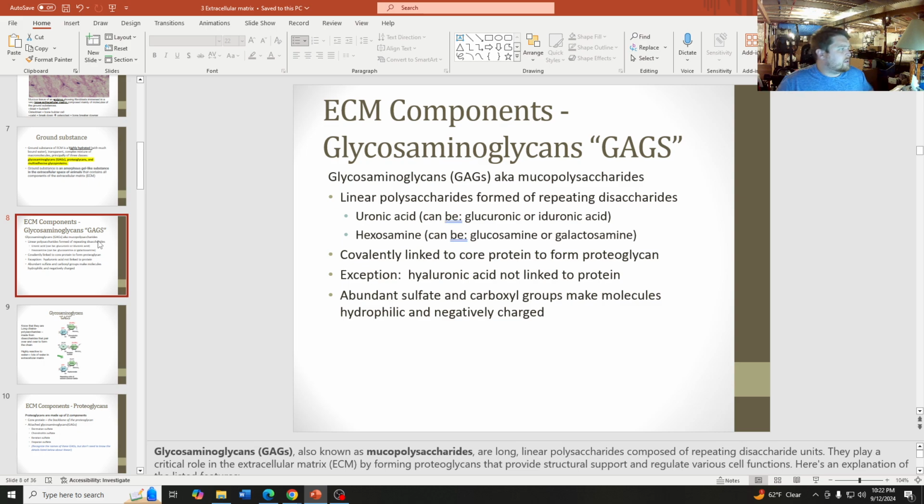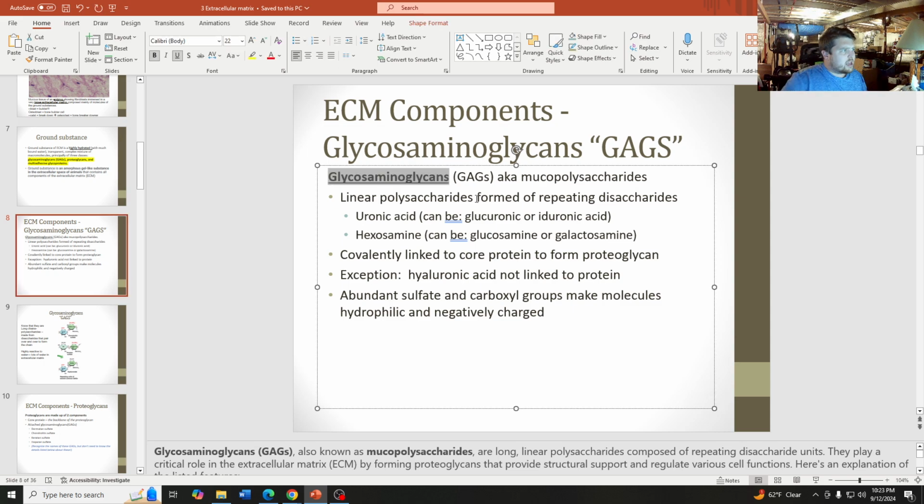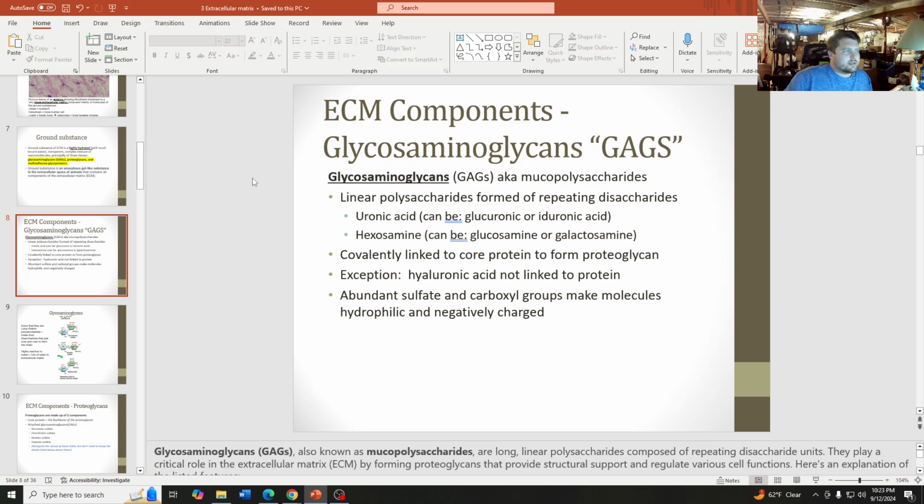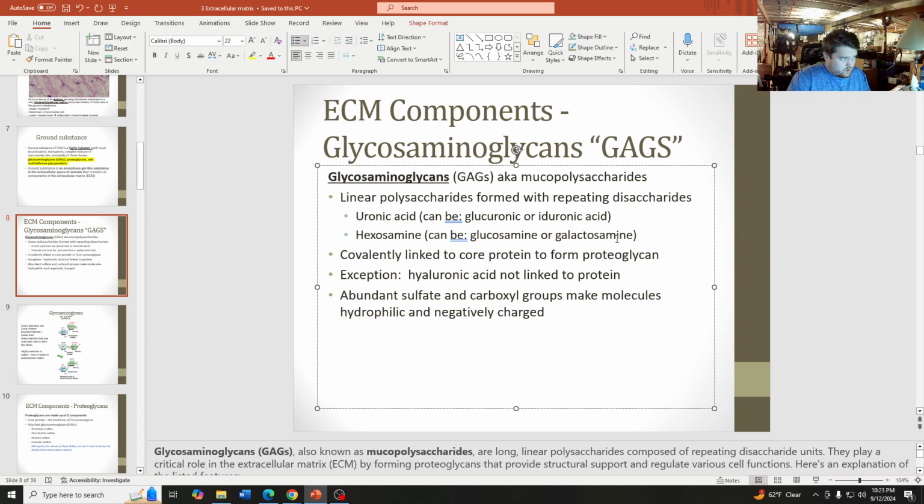Now getting into some of those components, those glycosaminoglycans, also known as mucopolysaccharides. Most of the time, 9 times out of 10, they're going to be called glycosaminoglycans. They are linear polysaccharides formed with repeating disaccharides. Di meaning 2, saccharide meaning sugar.